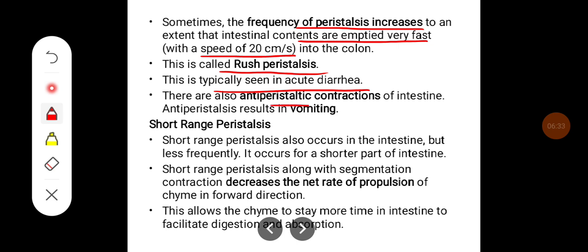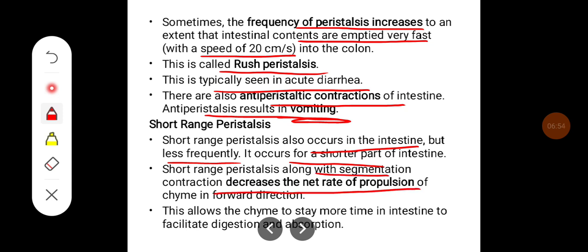There are also antiperistaltic contractions in the intestine. Antiperistalsis results in vomiting. Short range peristalsis also occurs in the small intestine but less frequently. It occurs for a shorter part of the intestine. Short range peristalsis along with segmentation contraction decreases the net rate of propulsion of chyme in the forward direction. This allows the chyme to stay more time in the intestine to facilitate digestion and absorption.